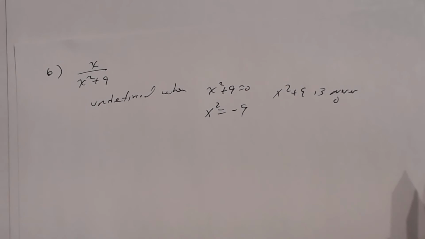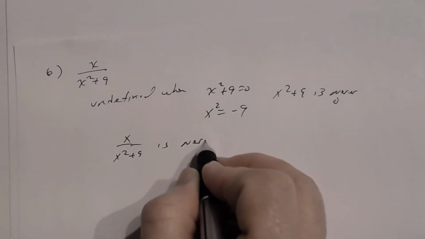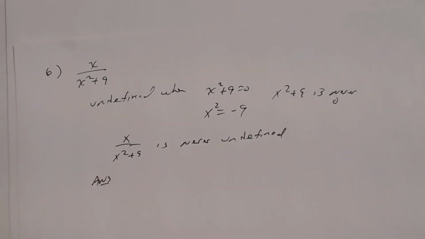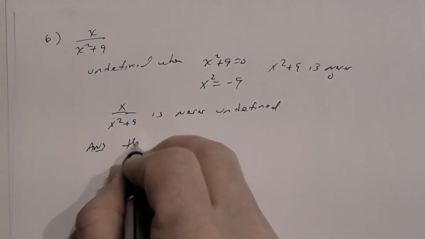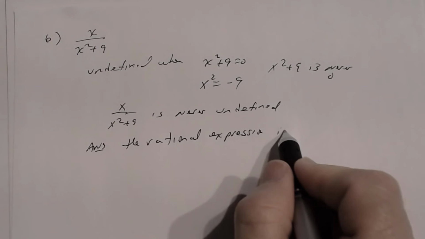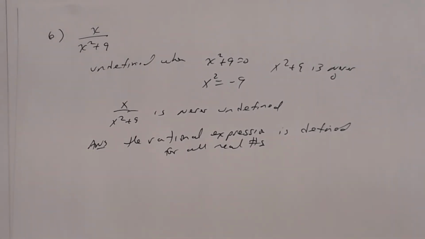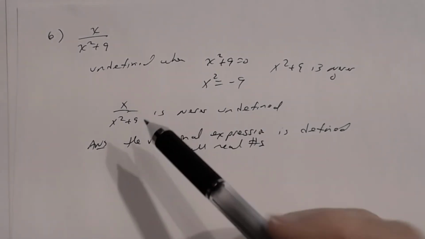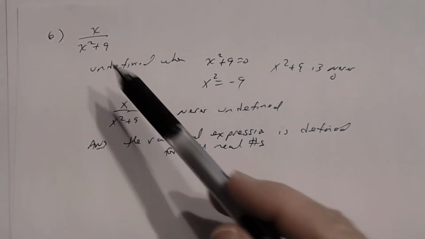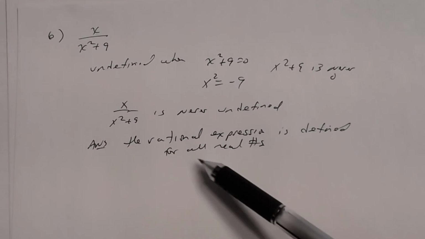That means x divided by x squared plus 9 is never undefined. So in terms of our answer, you're going to say the rational expression is defined for all real numbers. And that's it. There's no except. Remember in all the previous problems we did prior to this, there was always an except. There's no except here. You're done. I can use any number for x, and that rational expression is defined. It's undefined nowhere. So that's your answer.